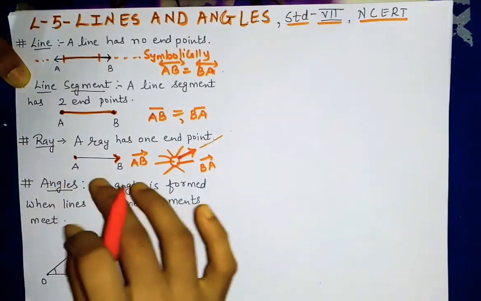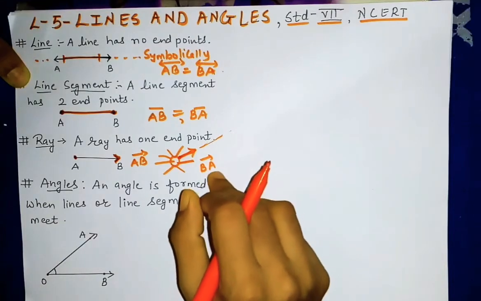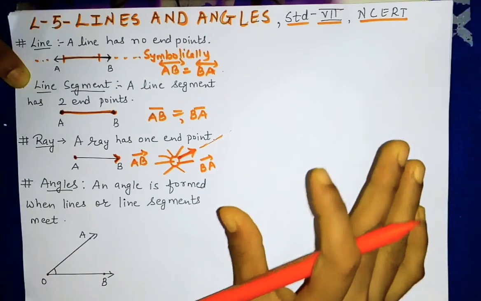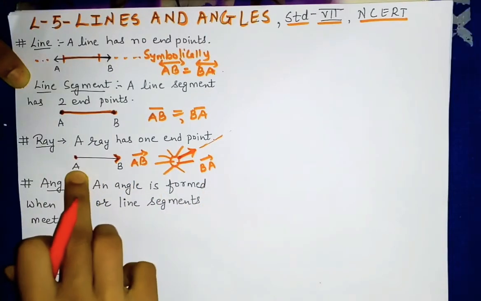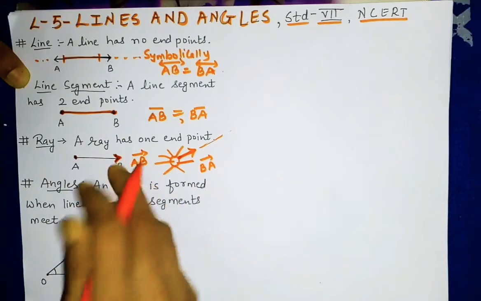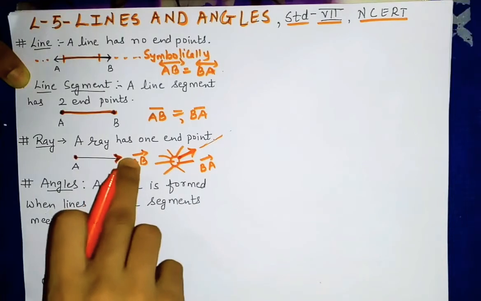But in the case of a ray, if you write AB or BA, the meaning is not the same. So AB and BA are not equal. When we see this figure AB, it starts from A, but on B there is an arrow, so the direction is fixed. It starts from here and goes on in this direction.